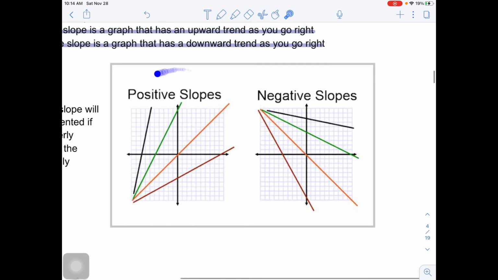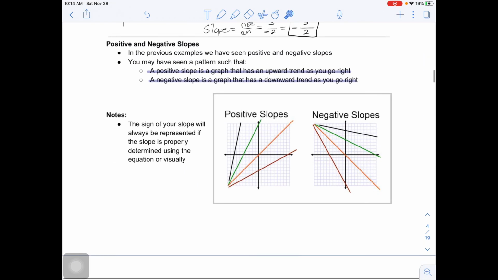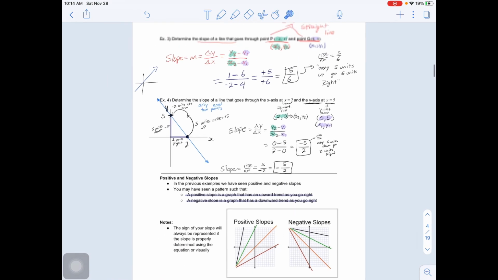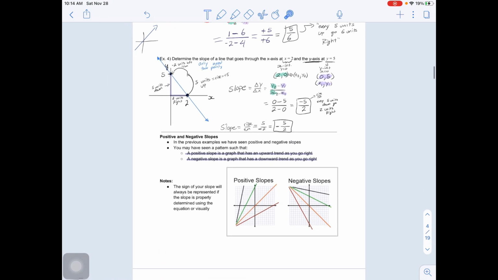As we can see here, we have a bunch of lines that all have positive slopes because they're going up as you go to the right. These all have negative slopes because you're going down as you go to the right. So that's something really important to understand, and it helps you in science, statistics, and economics, and obviously math. So that is how to find slope. That was a ton on finding slope.